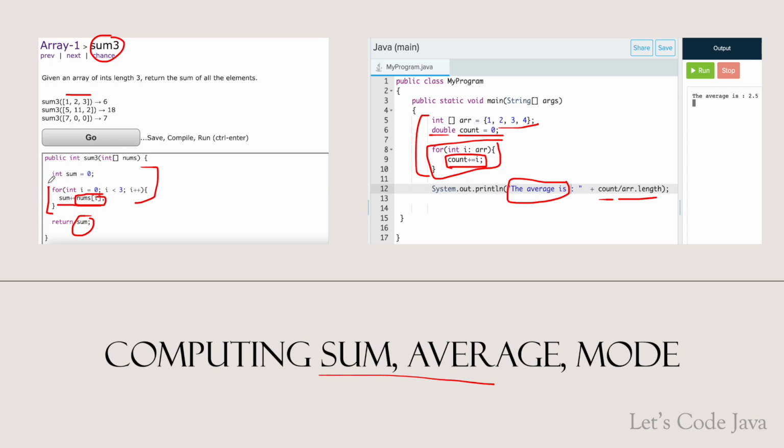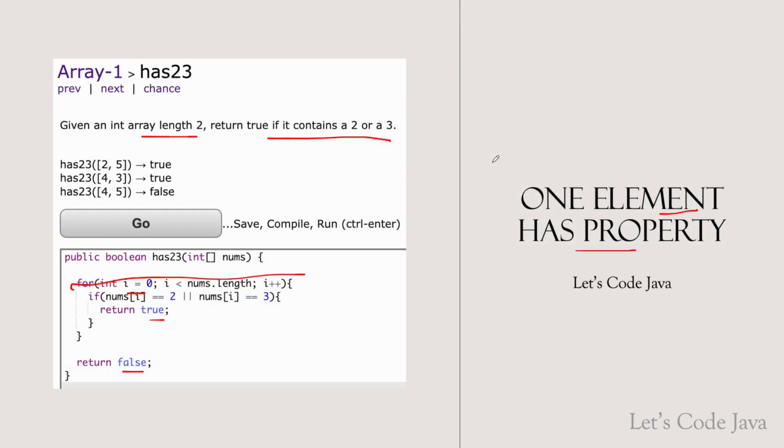Also notice here I declared it as int, but then here I have declared the variable as double because, again, division could result in a floating point value. So for that reason, I made it a double. You could have also cast it, by the way. And then this is the one element has property. So again, you need to be familiar with how to be able to code such problems.